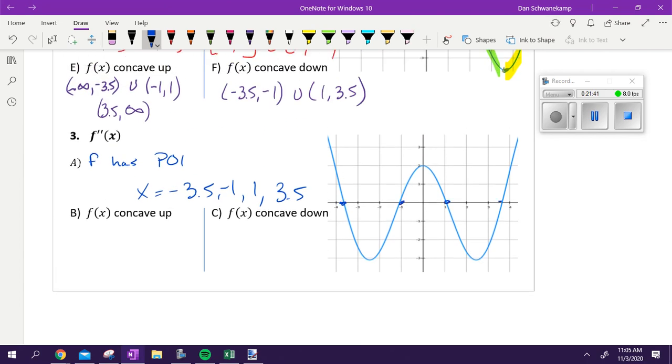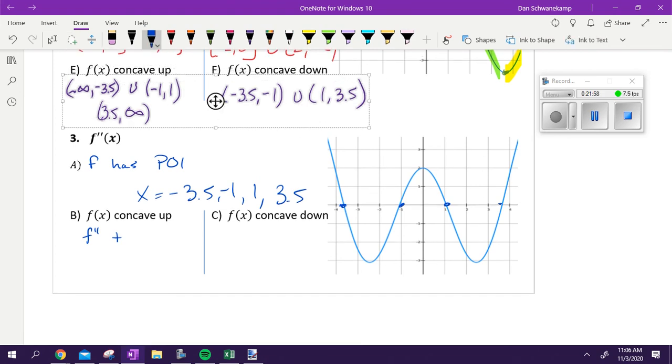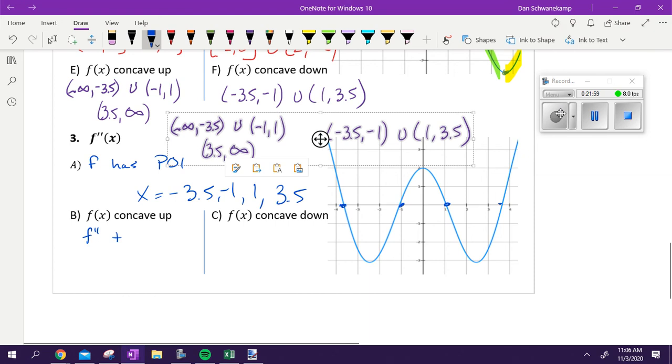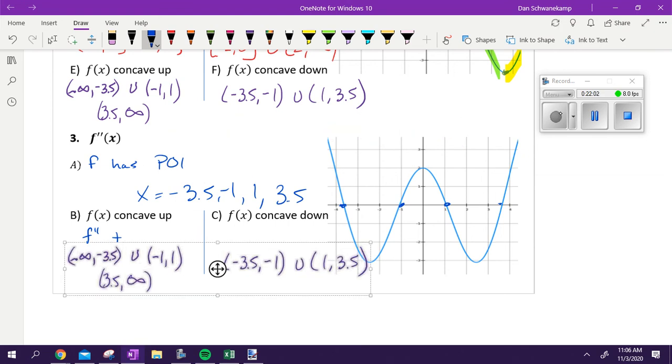When am I concave up? What am I looking at on F double prime for F to be concave up? Positive. Yeah, F double prime is positive. So when am I concave up? Anytime I'm positive. And that's the same question we answered up above. F double prime is positive.